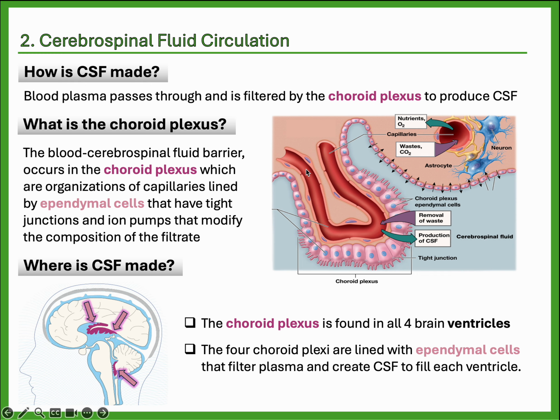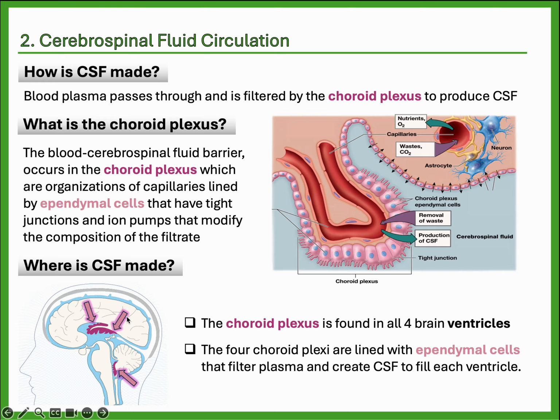And all of the unwanted things, right? For example, viruses that could infect the brain, right? Or different drugs will continue along and not get put into the CSF, right? So that's the choroid plexus that makes it.